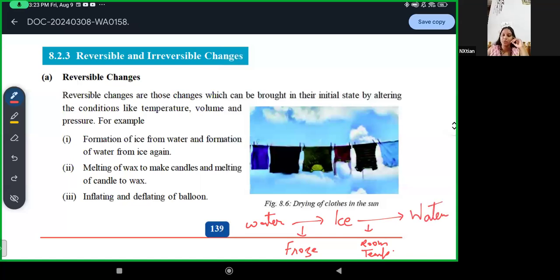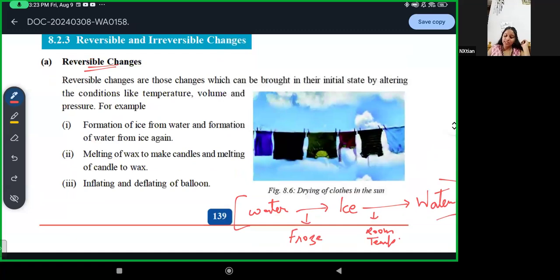So those things which once change their state, and then we can again change it back to its original state, are known as reversible changes. This kind of change can be reversed back into its original form. But what is irreversible change? Irreversible means which I cannot reverse again. That is my irreversible change.